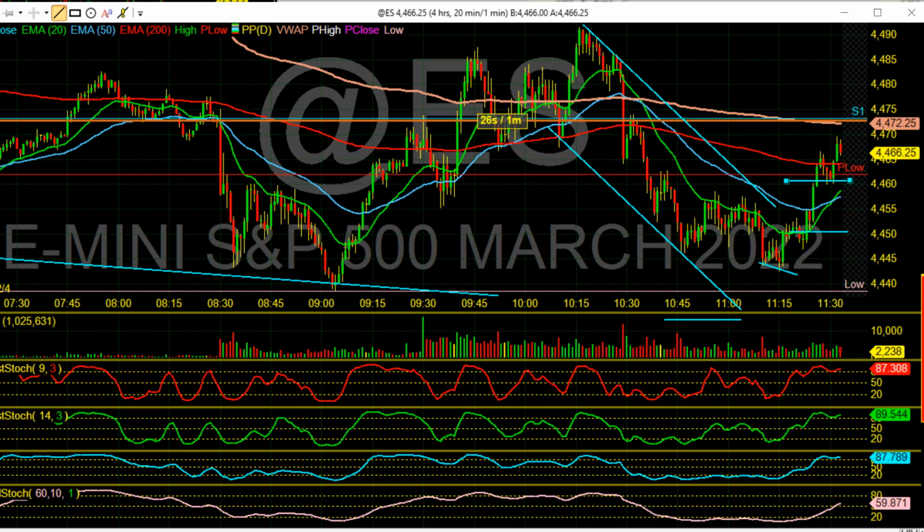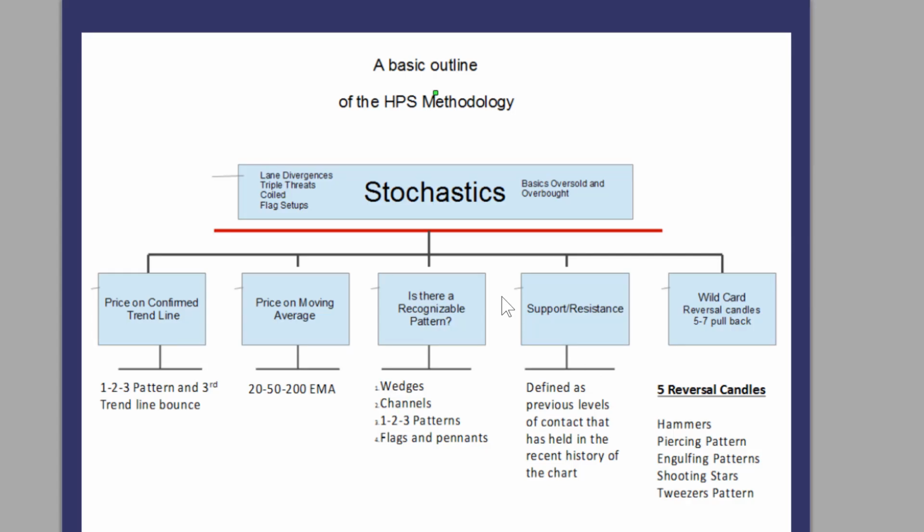All right, so let's get back to that webinar recap here. All right, let's see here. We talked about setting up our charts. Let's just set up our charts fast on this. This is basically the overview of the methodology and what I use on my charts. I put it in kind of a little flow chart here.